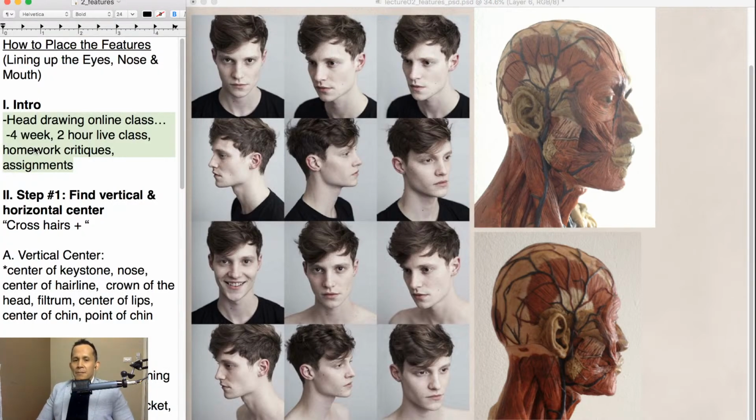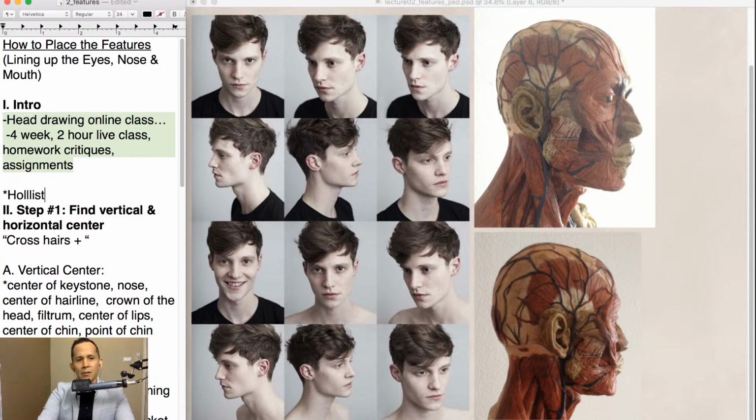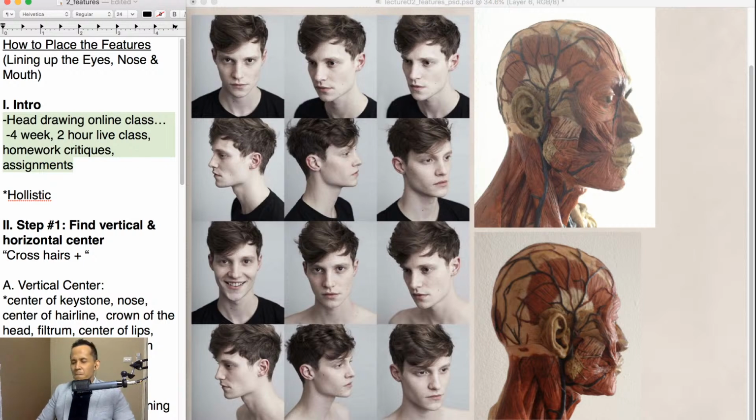All right. So before we begin to draw the features, let's take a look at what's important. I think the number one thing that I look for, well, first, I'm going to put this in my notes. There's a word called holistic. It typically refers to health, fitness, nutrition. But the way I approach head drawing and figure drawing is a very holistic approach. I don't just look at things in isolation.